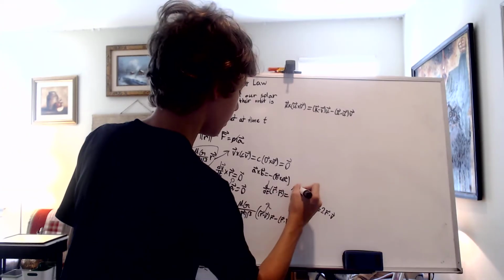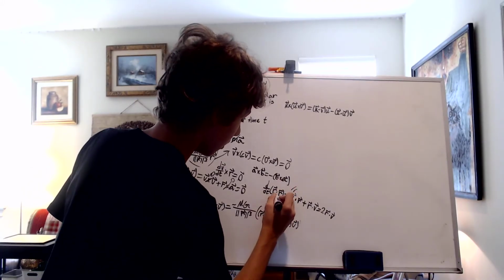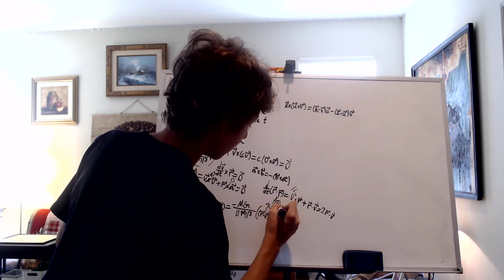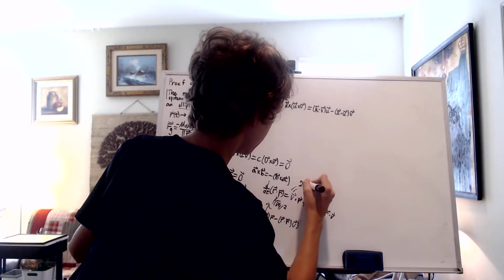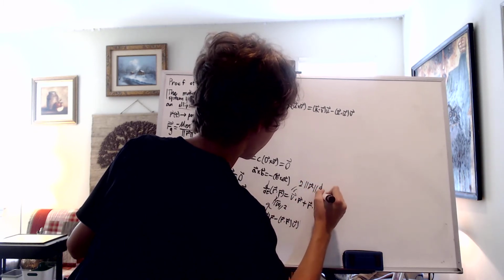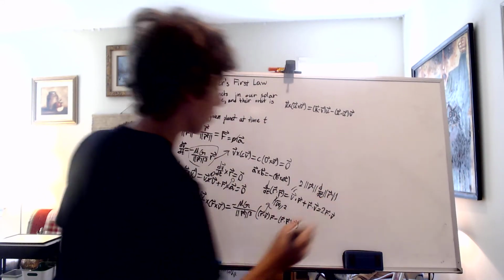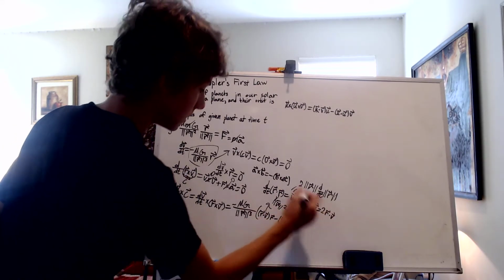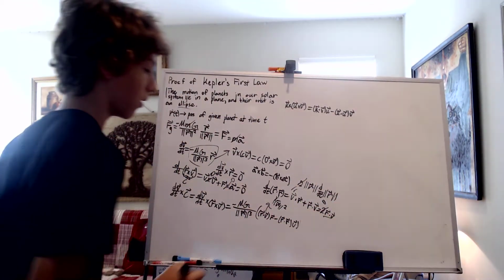But this is also equal to the time derivative of the magnitude of r squared. So using chain rule here, this is just going to be 2 times the magnitude of r times the time derivative of the inside function, which is the magnitude of r. So now we set these equal to one another, we cancel the 2, and we get our nice form for r dot v.